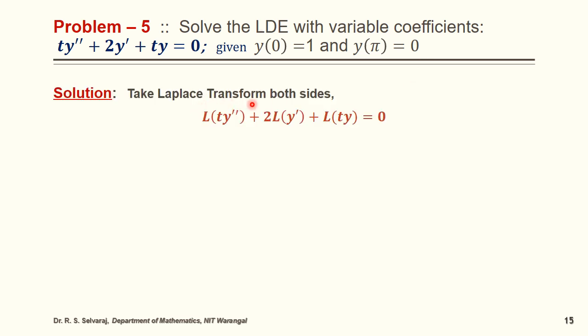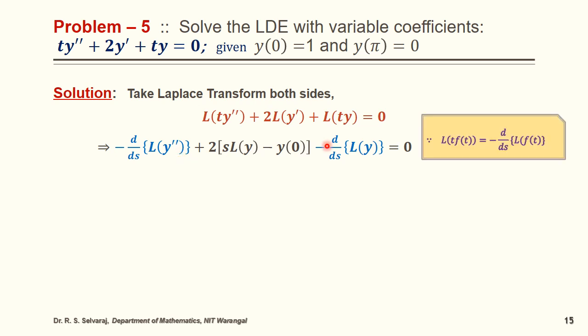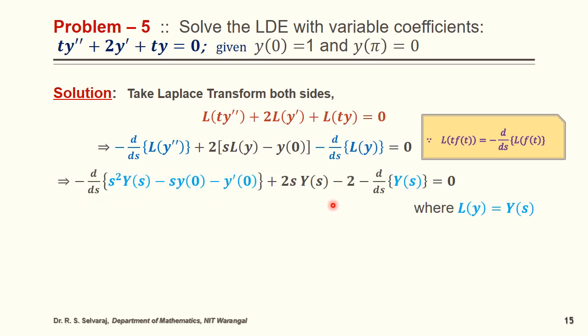Take Laplace transform on both sides, so we will get this expression. And you see, the Laplace transform of t times y double dash is given by minus d by ds into L of y double dash. You know, the Laplace transform of t times f of t is given to be minus d by ds of the Laplace transform of f of t. That is the formula which we apply here. And you also have the derivative of the Laplace transform of y double dash. Now if you substitute the Laplace transform of y double dash here, we will get this expression.